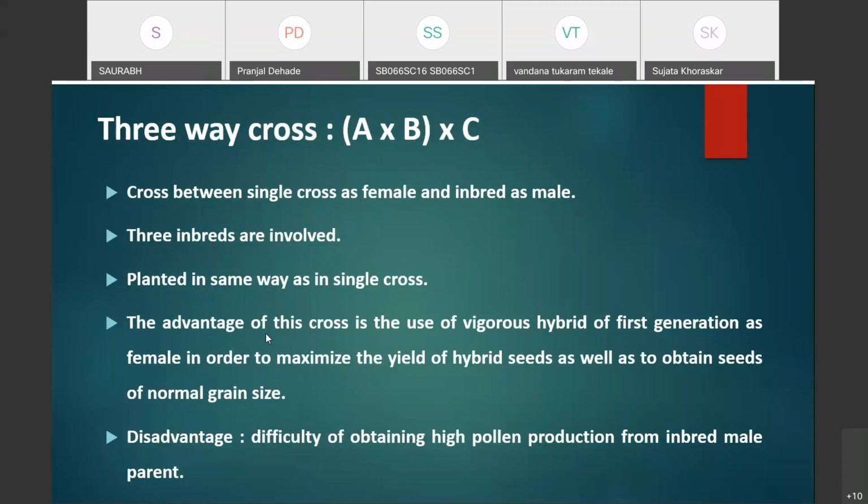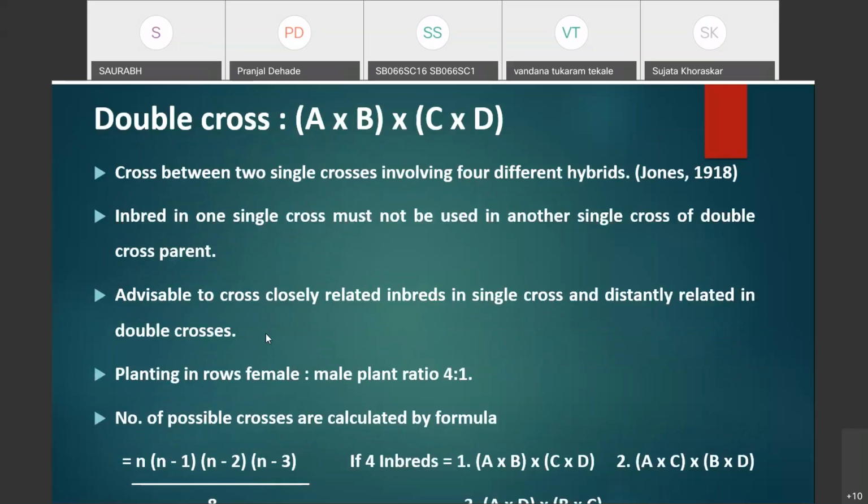Now the third method of hybridization in cross pollinated crops is the double cross. We have discussed the single cross. Single cross means the crossing between two inbreds. That means in the single cross only two inbreds are involved.